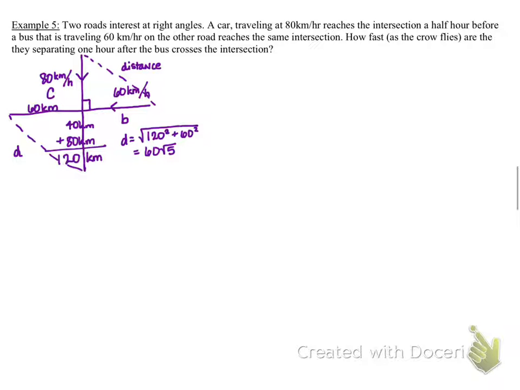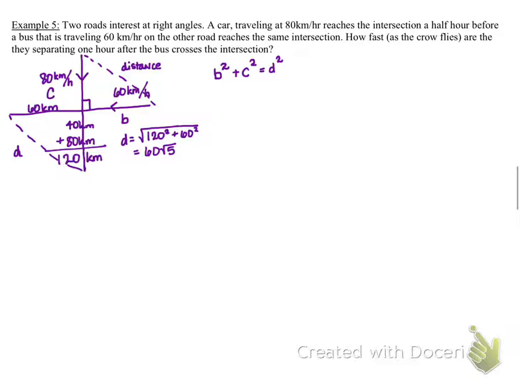So we go back and think about what's going on here. We have a right triangle where b squared, the distance of the bus from the intersection, plus c squared, c being the distance of the car from the intersection, will equal d squared, or the distance of the bus from the car.